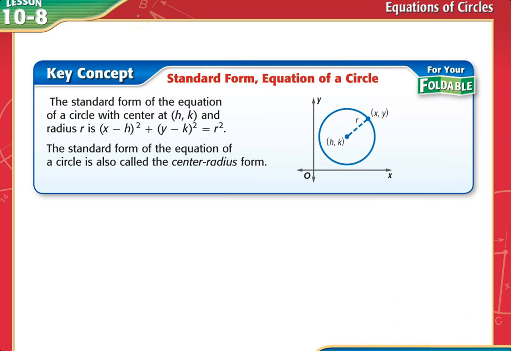Of the equation of a circle. So with center (h, k), we have (x minus h) squared plus (y minus k) squared equals the radius squared. The standard form of the equation of the circle is also called the center-radius form because it includes the center (h, k) and it also includes the radius.